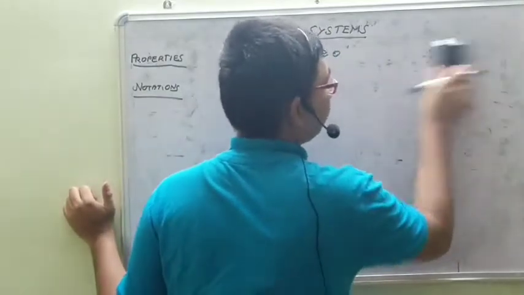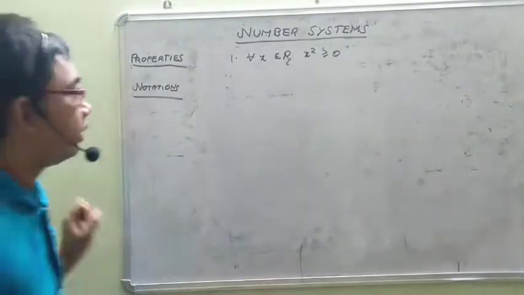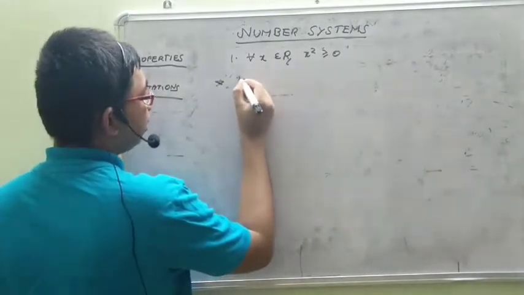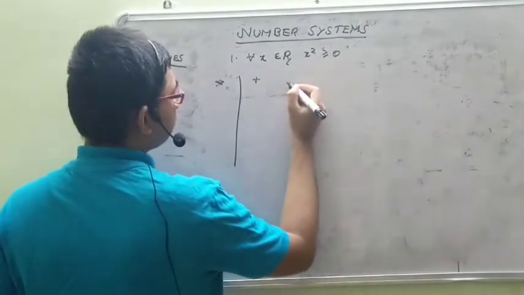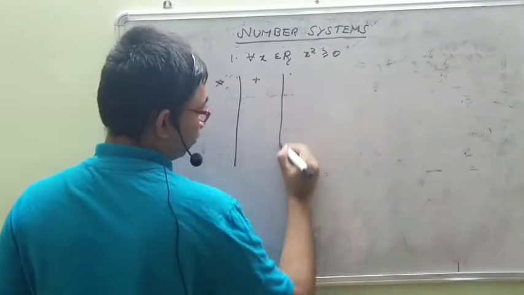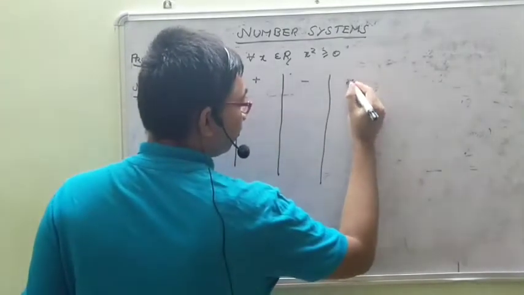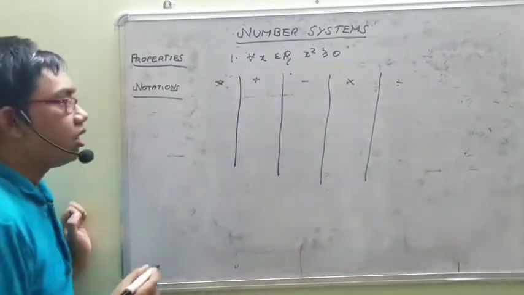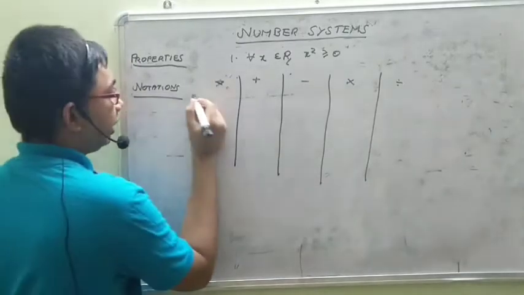Now let us make a table so I can tell you a few things. First column I will be taking star, and then I am taking plus, minus, multiplication and division. So what is the first property? Commutativity.